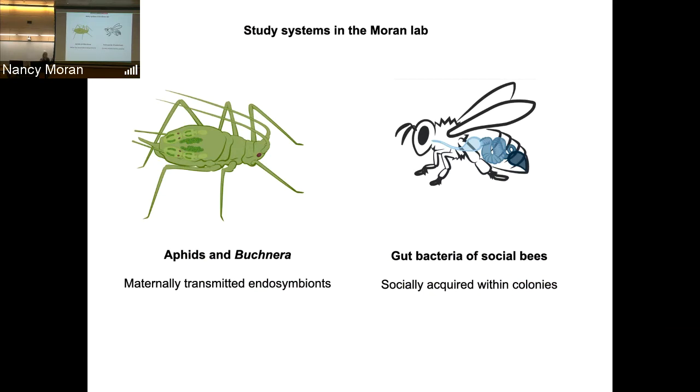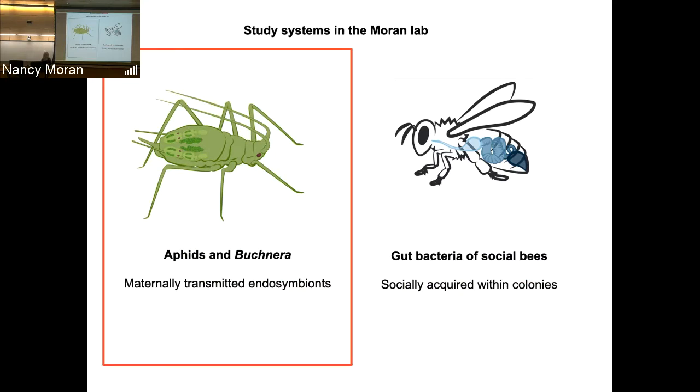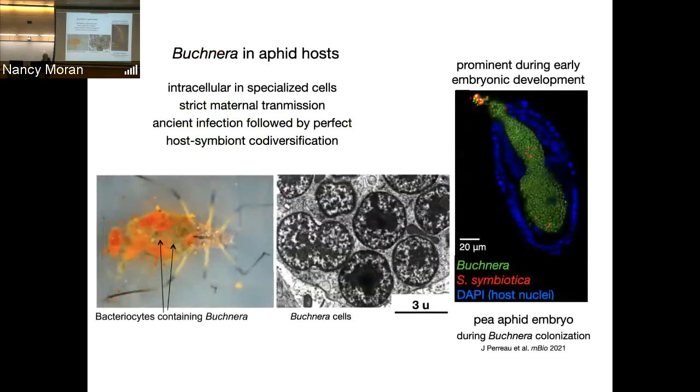I'll just say a little bit about these systems first, because they're very different. In a way, they frame my thinking, because they're a very extreme kind of symbiosis. They're very intimate associations. They're strictly maternally transmitted, and they're very ancient. So here's a picture of an aphid dissected open, and within the body cavity of the aphid, which has an open circulatory system, there are these very giant cells called bacteriocytes. They're aphid cells that are filled with bacteria. So this is looking inside one of those aphid cells.